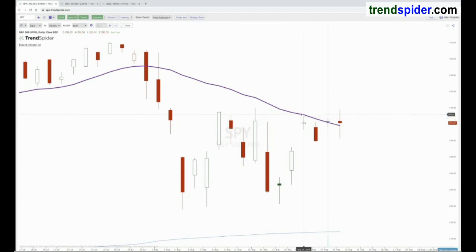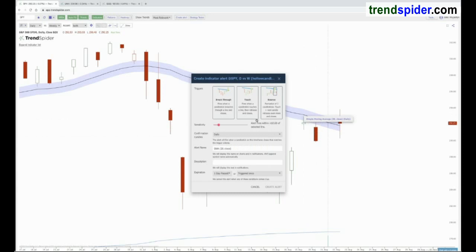Right. So if you would have had an alert just on this line, you would have never been able to capture this little top before we pulled back. However, if you created the alert with the sensitivity, you can see how those wicks are then captured within that purple area.